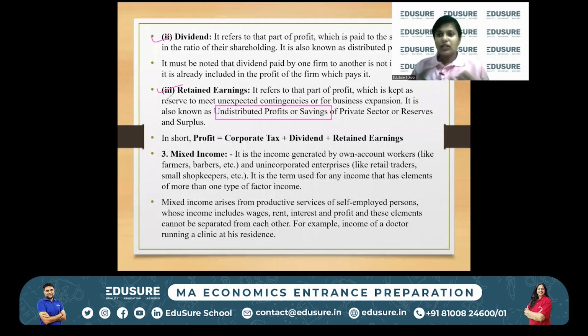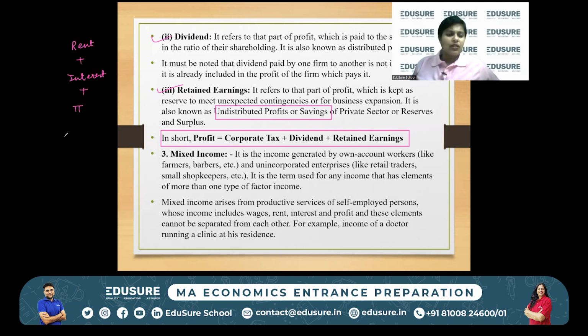So profit includes corporate tax, dividend income, and retained earnings. All of these have to be included in profit. We will not remove them. So in short, profit is all these three. When you add rent plus interest plus profit, it's termed as operating surplus.